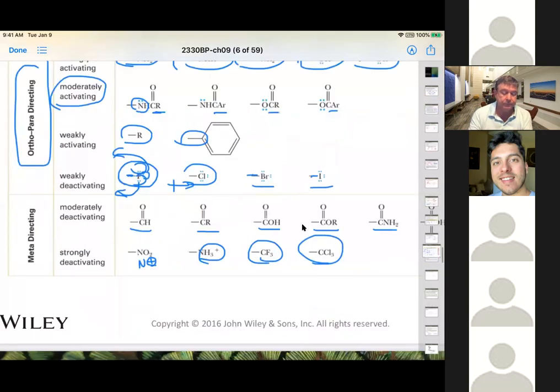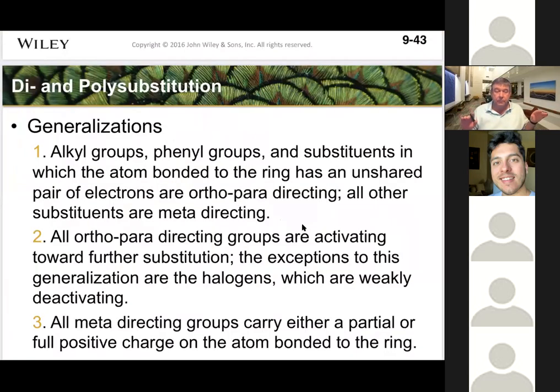Okay. So, in general, alkyl groups, phenyl groups, and substituents with the atom bonded directly to the ring having unshared electrons, i.e. lone pairs, are ortho-para directing. So we're looking for carbons and things with lone pairs being ortho-para directing. Everything else is a meta director.